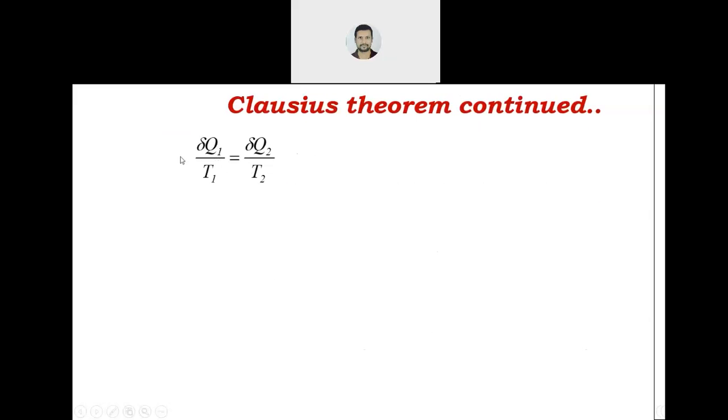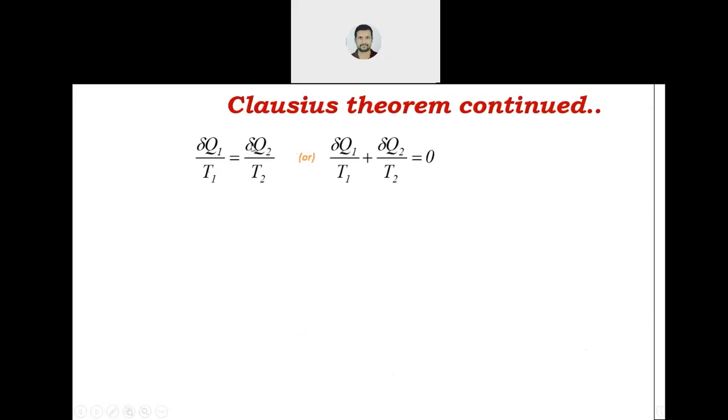Now we will see from the temperature scale. What is the temperature scale? The relationship between temperature and heat transfer. So dQ1 by T1 equals dQ2 by T2. This comes from the concept of the temperature scale.